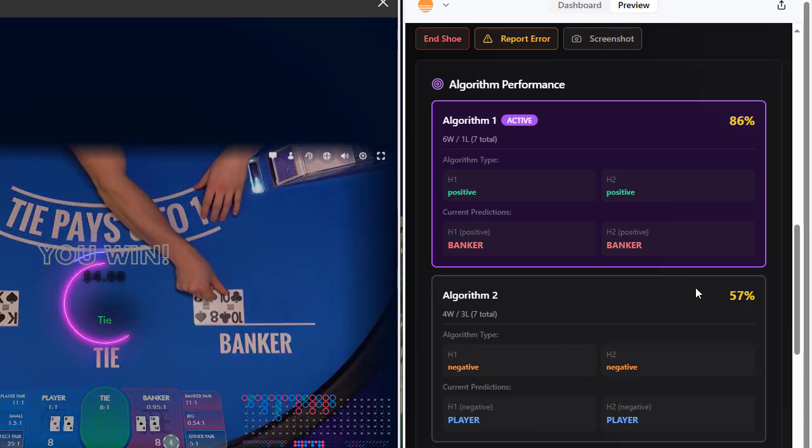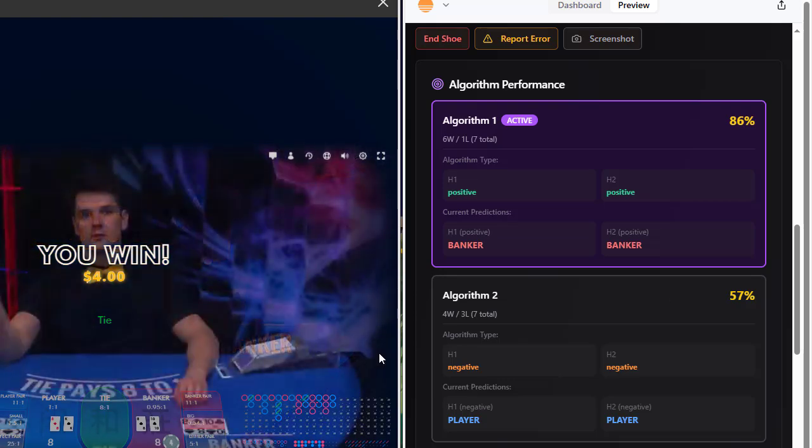All right, why did my screen go black and I can't see anything? Tie. Okay, there we go.